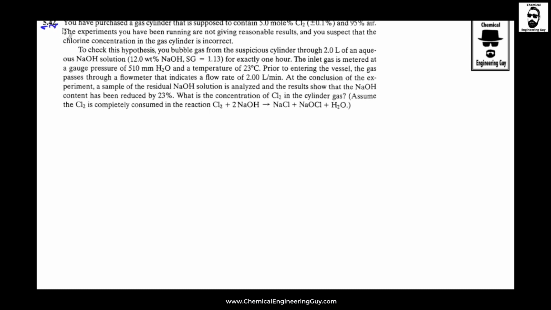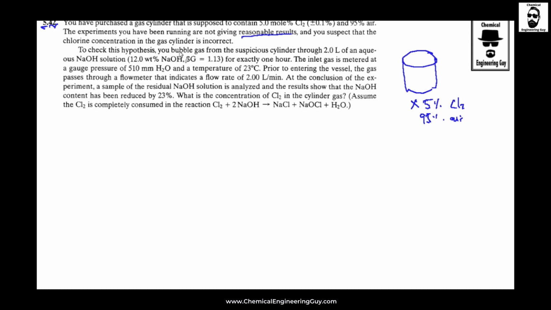So we have this number 42, and we're going to talk about this problem, which is: suddenly you purchase a gas cylinder, a cylinder which contains gas. It's supposed to contain 5% mole of chlorine, plus or minus 0.1, and the balance is air. The experiments you have been running are not giving reasonable results, and you suspect that the chlorine concentration in the gas cylinder is incorrect, so this probably is wrong.